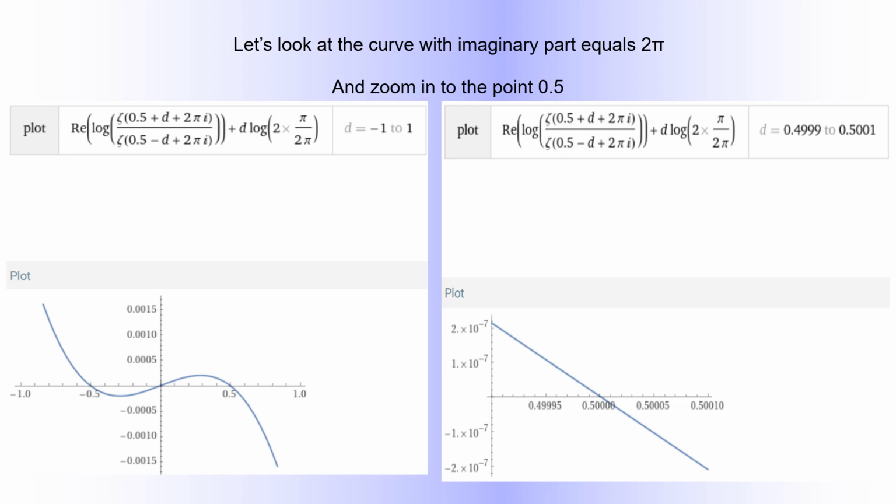Let's look at the curve with imaginary part equal to 2 pi, and zoom into the point 0.5. The curve seems to cross the x-axis at 0.5. This video has shown another regularity in Riemann's zeta function, which might be helpful to eventually solve the Riemann hypothesis.